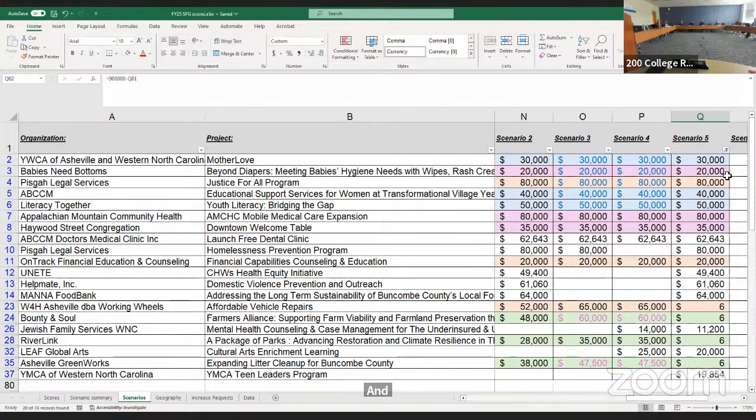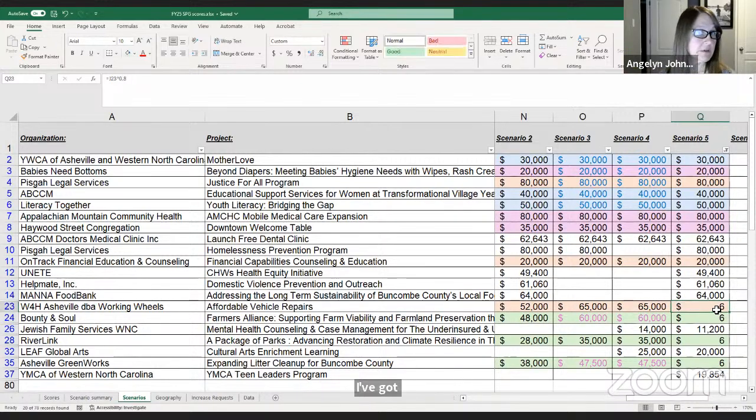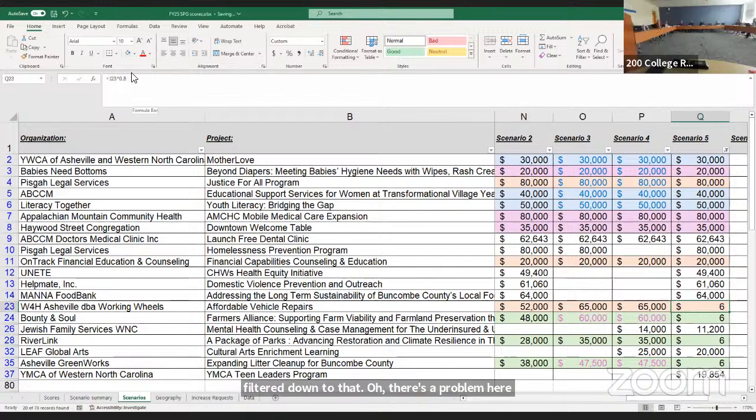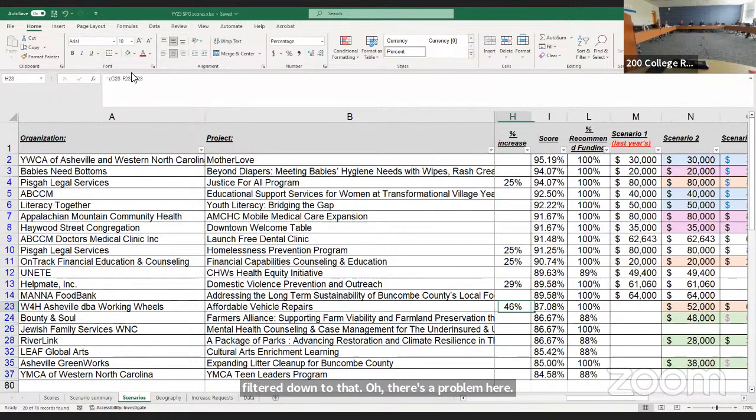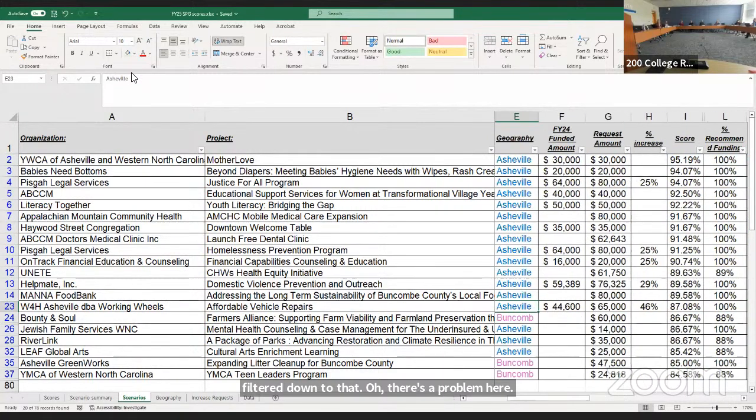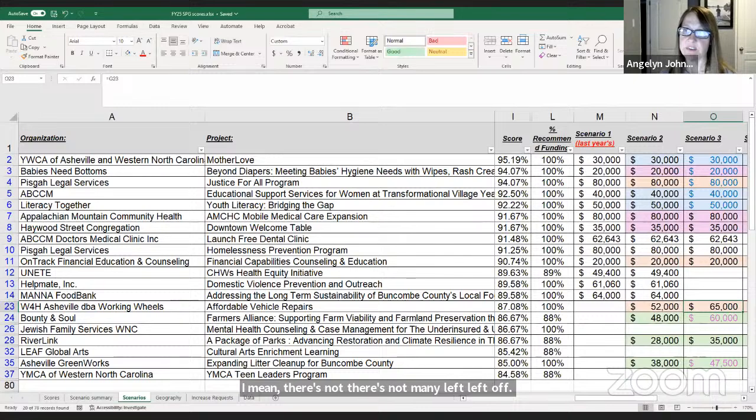Go ahead. I've got it filtered down so that, oh, hold on, there's a problem here. Oh yeah, maybe there's not as much money left over as we thought. And I don't know why I pulled that one. Hold on just a second, let me fix it.